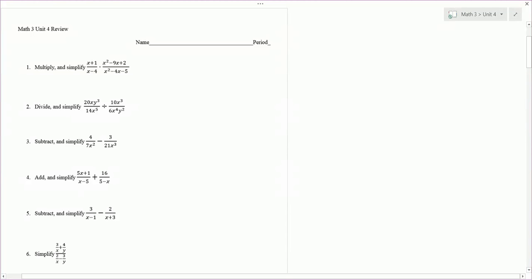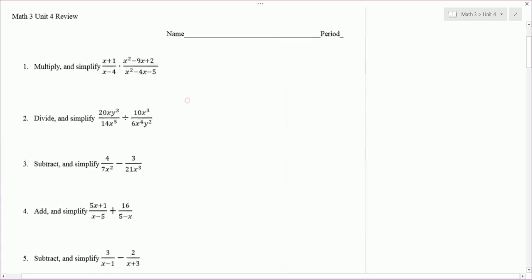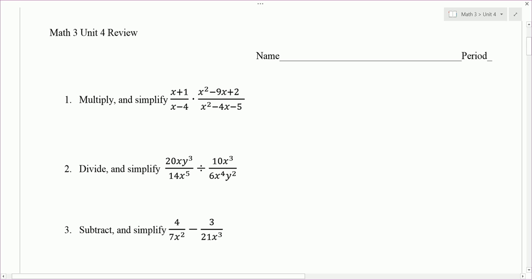This is a Math 3 Unit 4 review. Number 1, we are asked to multiply and simplify these two rational expressions. Factoring is key when you're multiplying or dividing these expressions.